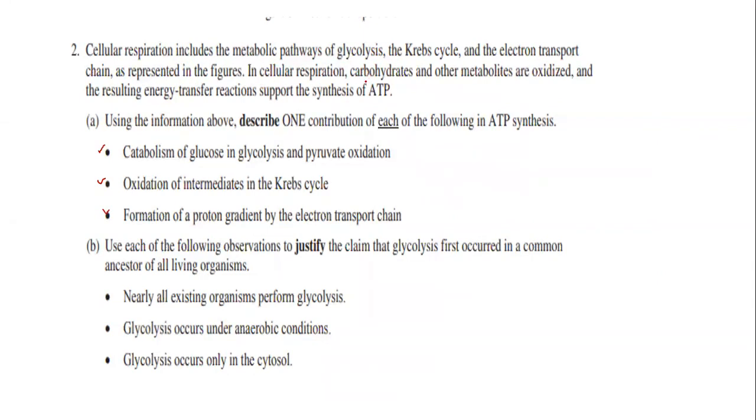In cellular respiration, carbohydrates and other metabolites are oxidized, and the resulting energy transfer reactions support the synthesis of ATP. Using the information above, describe one contribution to ATP synthesis for each of the following. We have to explain how the catabolism of glucose in glycolysis and pyruvate oxidation, and the oxidation of intermediates in the Krebs cycle, contribute to ATP synthesis, as well as the formation of a proton gradient in the electron transport chain.